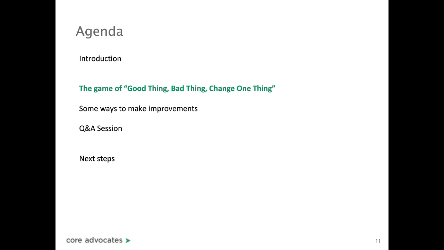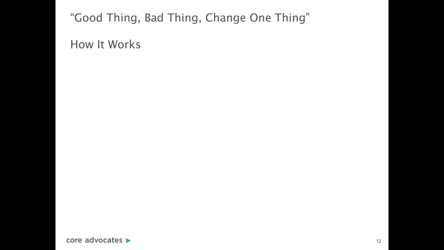So to start off our time together tonight, we thought we'd do a bit of an activity together. And Jason came up with the title for this. It's called Good Thing, Bad Thing, Change One Thing. And actually, before we jump in, Jason, I wanted to know if you could tell us, where did you come up with this idea?